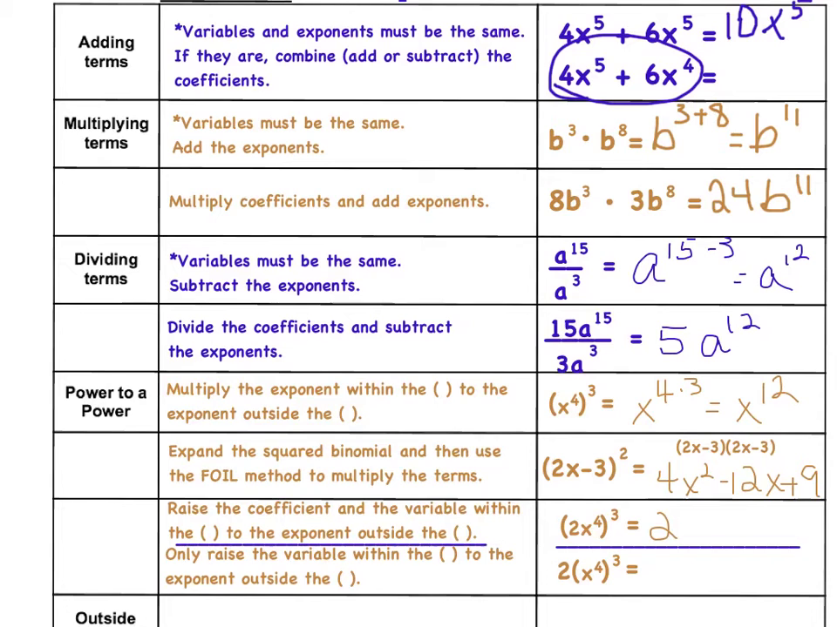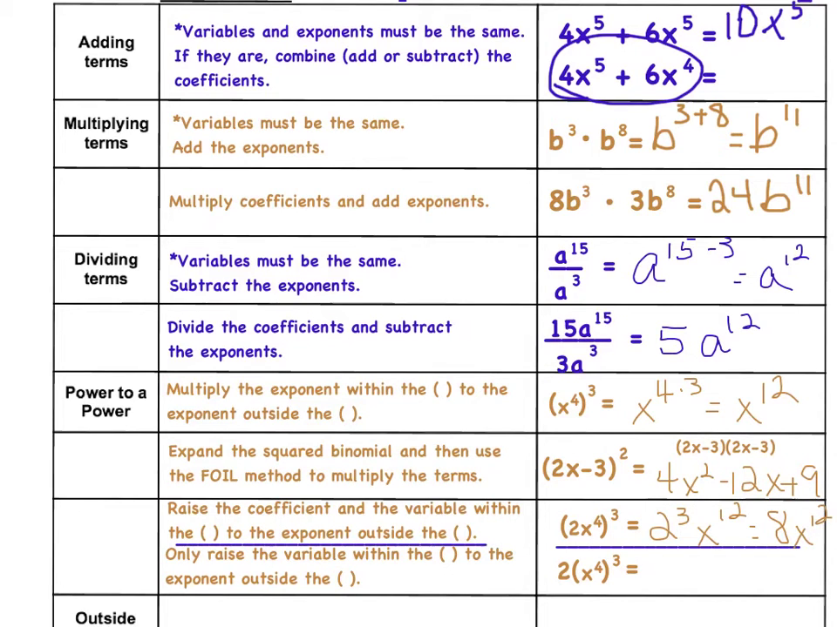2 to the 3rd power, and then we would have times x to the 4 times 3 power, which is x to the 12th power. Now, we know that 2 to the 3rd power is 8, so you could simplify this to 8x to the 12th power.